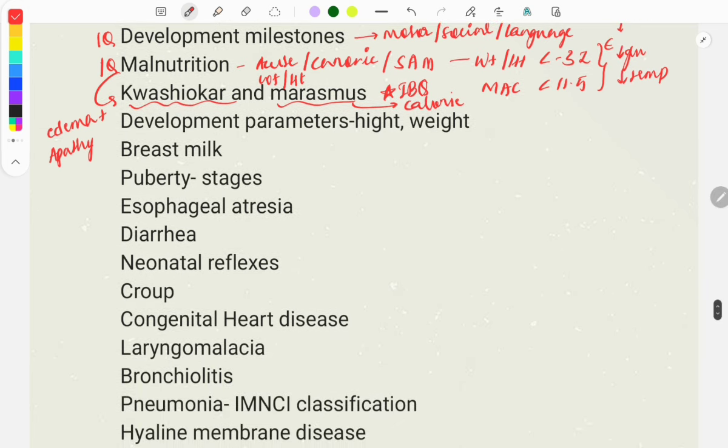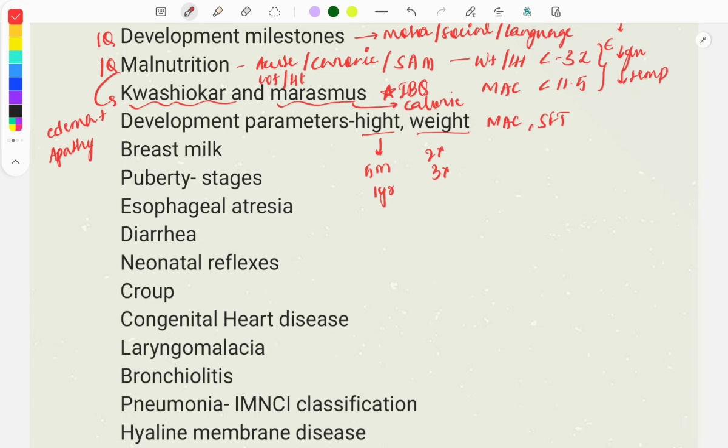Then the next topic, developmental parameters, like the height, the weight, the mid-arm circumference, then skin fold thickness. So all these things you need to look at. Like the famous question asked is height doubles by itself at, so it doubles by itself in the 5th month and triples by itself in 1 year. Likewise, the same is for the weight. When does it double and when does it triple? And how do we measure the height? For infants, it is by the infantometer, and for children who are more than 2 years of age, it will be the stadiometer.